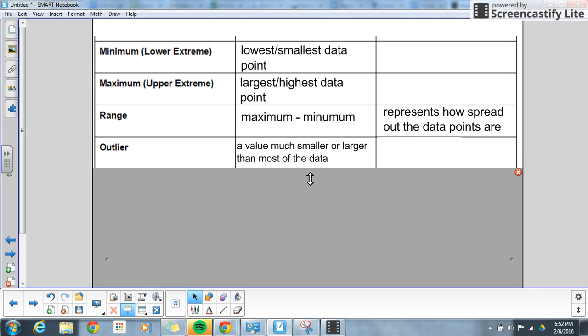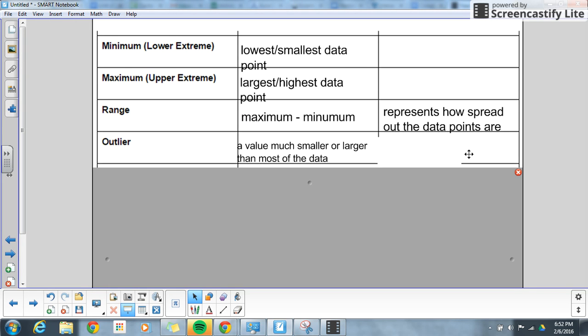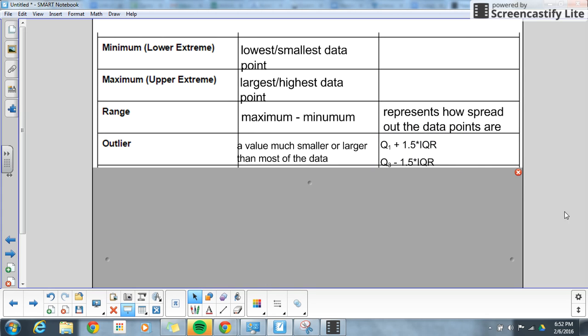An outlier is a value that is much smaller or larger than most of the data. A lot of times we think we know what the outlier is, but there's a formula to find out. We use Q1 minus 1.5 times the IQR to find what's called the lower fence. We find Q3 plus 1.5 times the IQR to equal the upper fence. When you calculate those two values, if the data points are between those two values, then it is not an outlier.